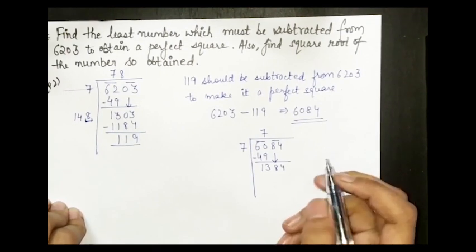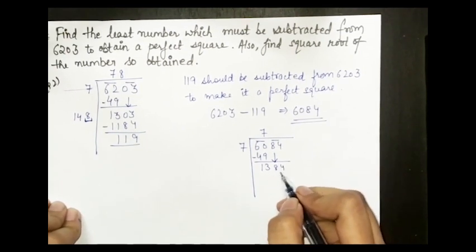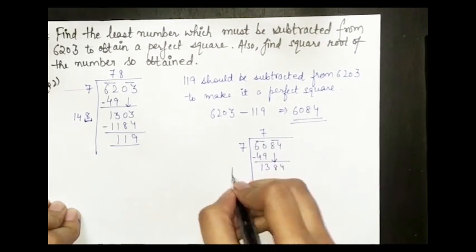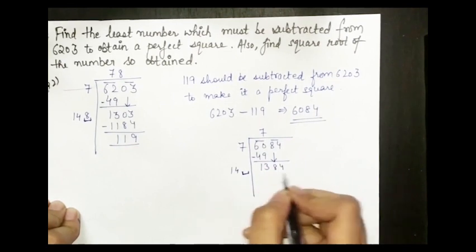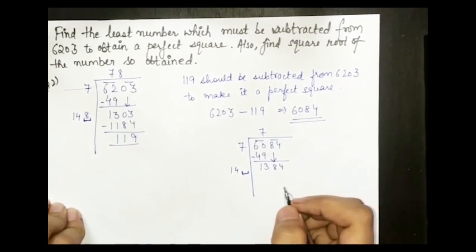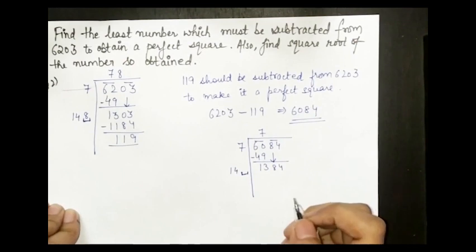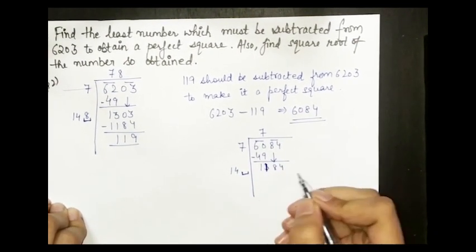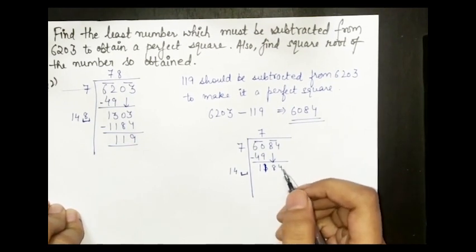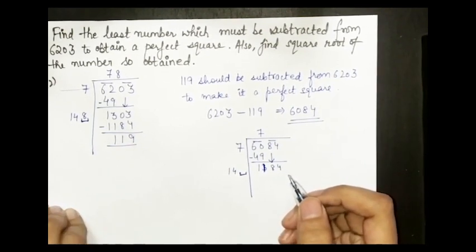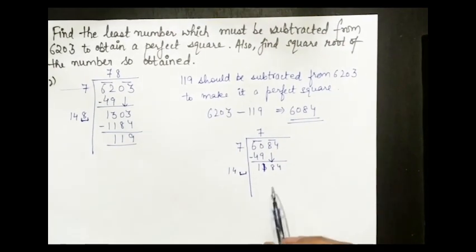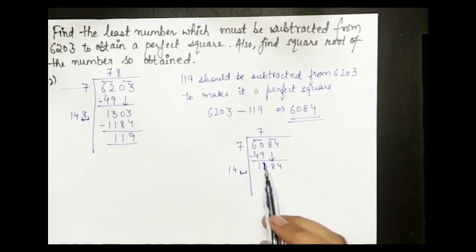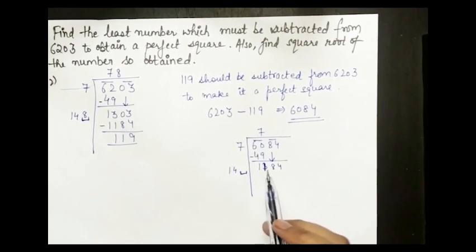No 6, yes 6013, 84. Similarly we have to find now the double of 7, that is 14. Now we want one number so that this will be completely divisible by this. Wait, this is 1184 not 1384. Yes, this is 1184. I made one mistake that I wrote here 3.